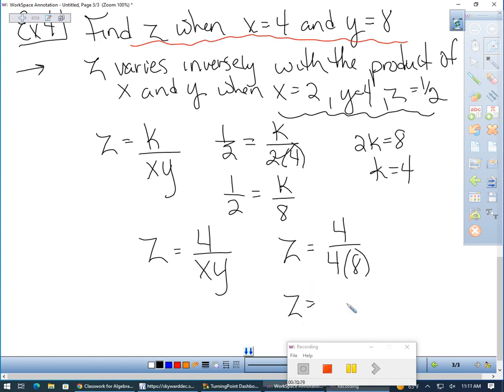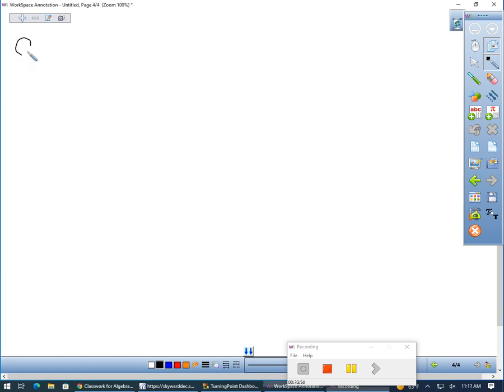So z equals, the 4's will actually cancel. We get 1 over 8 or 1/8. And again, if you choose to plug it in your calculator, make sure you hit math enter enter. And if you're multiplying on the bottom, you got to make sure you put parentheses around the entire denominator. All right, let's move on to example number 5.